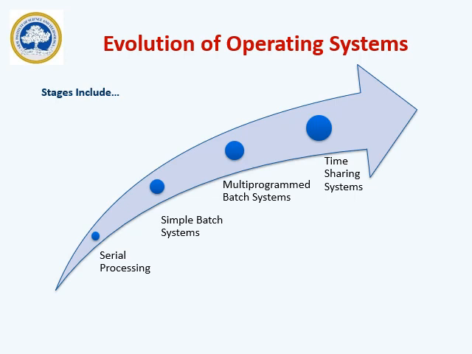This diagram shows the major stages of OS evolution. It starts from serial processing, then steps into batch processing system, then multi-programmed batch operating system, finally time sharing system, which we will be discussing in detail.